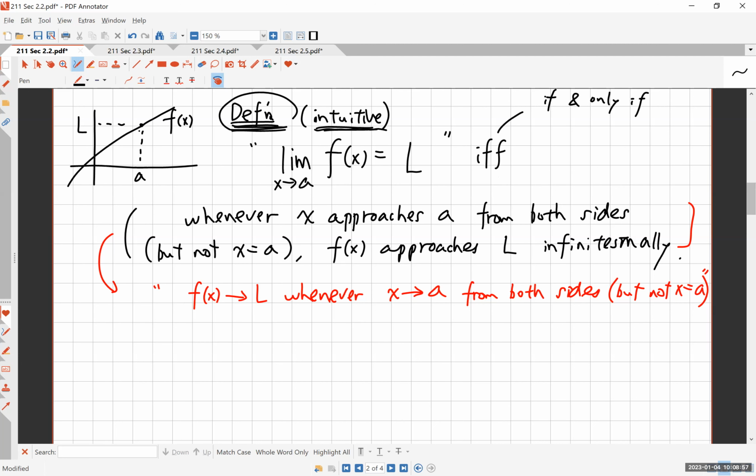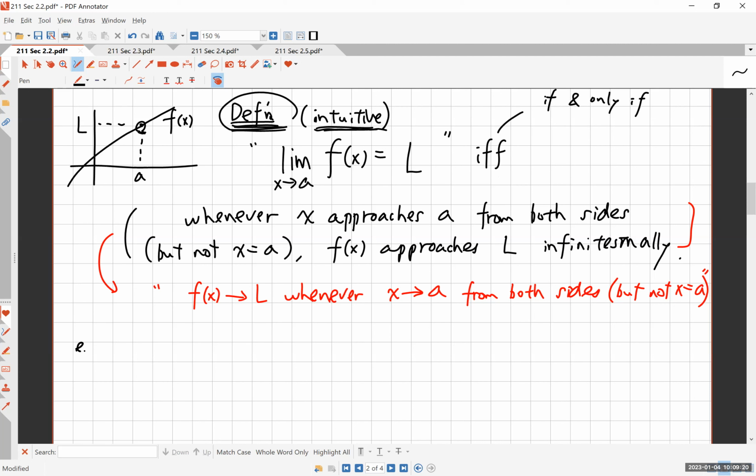Now, if there's a hole here, it doesn't matter, right? Because we don't care when x is precisely equal to a, but we will greatly care as x approaches a. Okay, so the hole or the gap doesn't really matter.